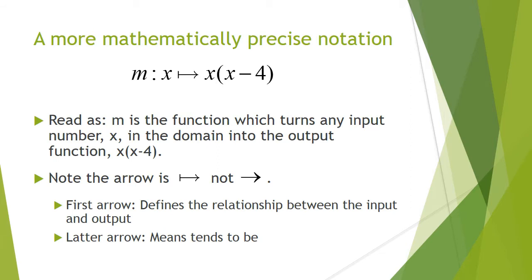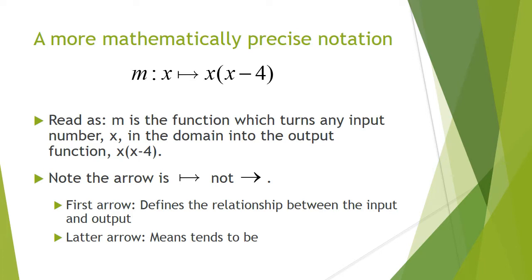So while that notation is very useful and very commonly used by mathematicians and teachers and students, there is a more precise notation that people sometimes prefer to use. The argument is that f of x doesn't really define a function itself. It's technically defining an output rather than the function. So in this way, the function is being defined.